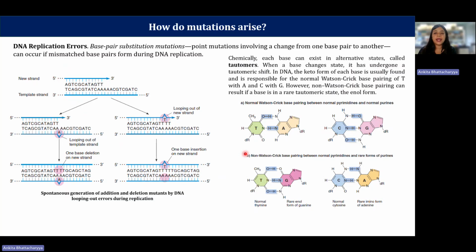So, for example, while AT and GC would normally pair, in their rare forms, these purines can form AC and GT base pairing as well, which is a non-Watson-Crick form of base pairing, and that if persisted, if that is something that gets duplicated or reflected in the second strand of DNA as well, then that can be quite a bit of a problem. That's going to eventually become a mutation.